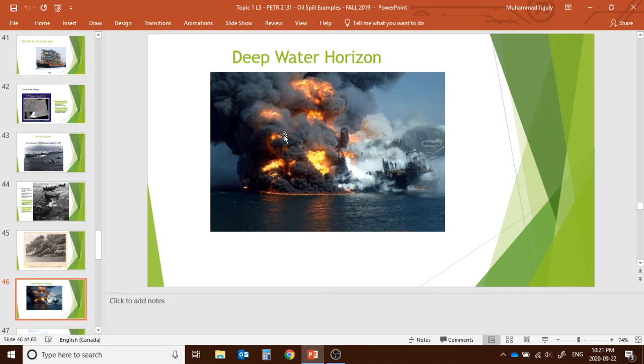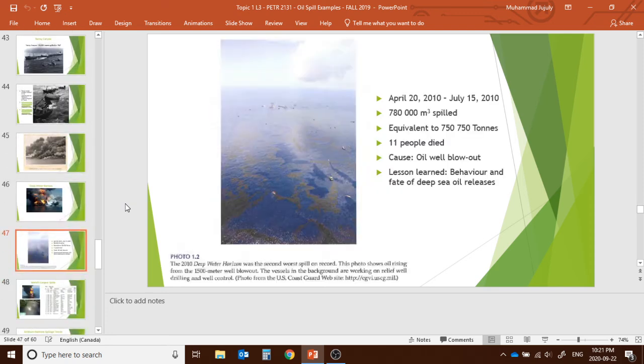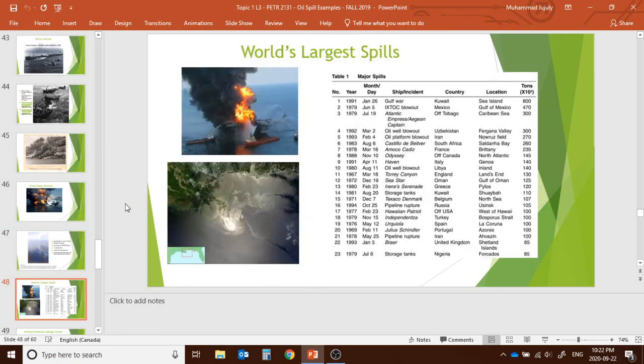Deepwater Horizon, one of the most important and big incidents that happened, and it is equivalent to nearly 780,000 cubic meters of crude oil that have been spilled. The lesson learned: we have learned about the behavior and the fate of deep sea oil release.